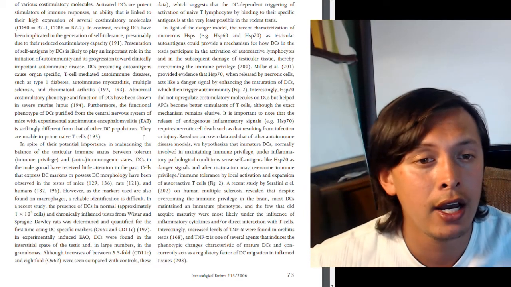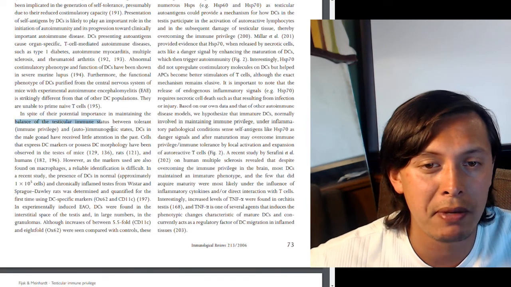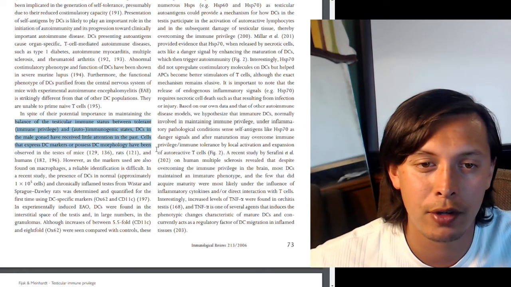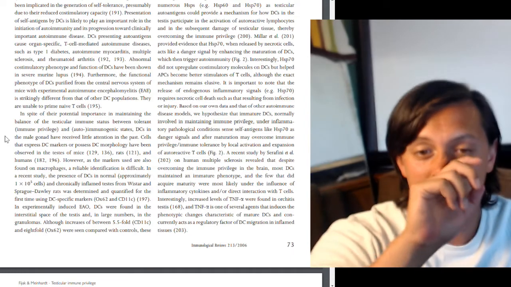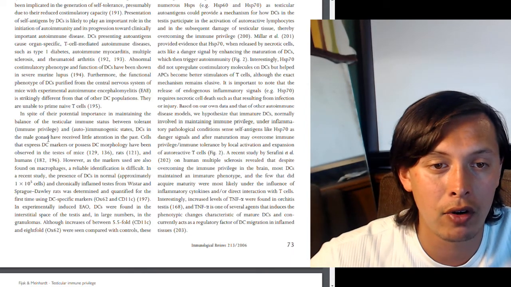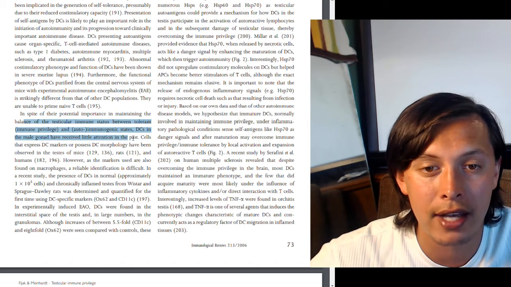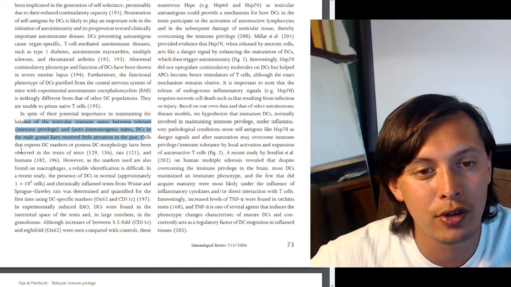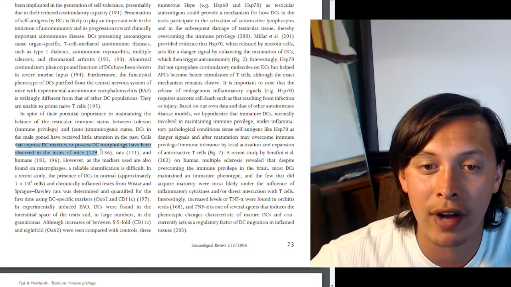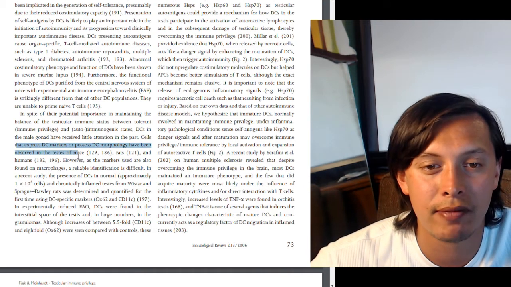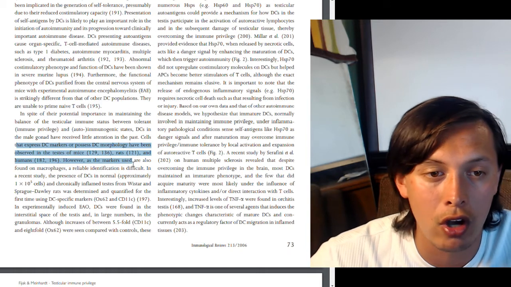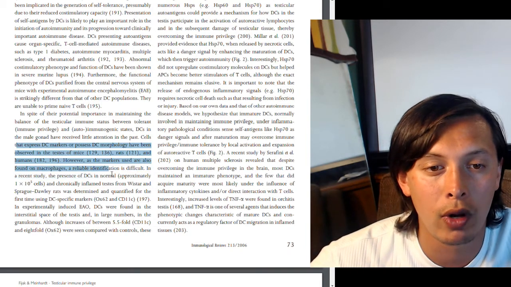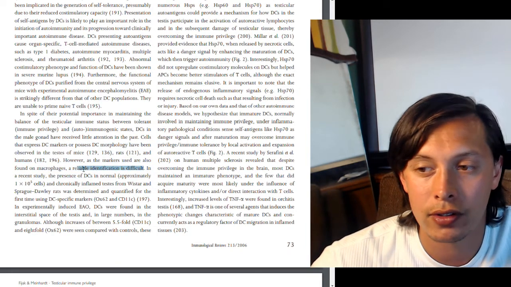So continuing, in spite of their potential importance in maintaining the balance of the testicular immune status between tolerant and autoimmunogenic states, the dendritic cells in the male gonad have received little attention in the past. Cells that express dendritic cell markers or possess dendritic cell morphology have been observed in the testes of mice, rats, and humans. However, as the markers used are also found on macrophages, a reliable identification is difficult.